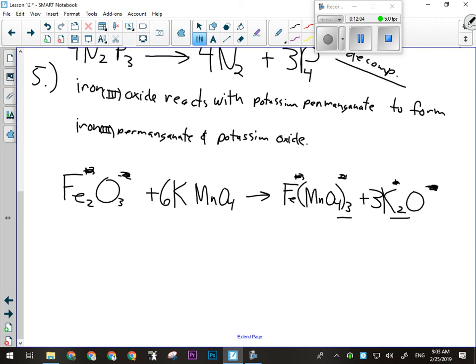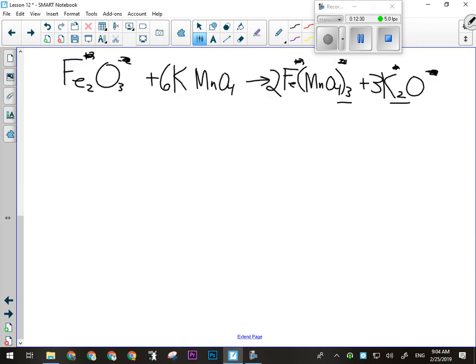I've got 6 potassiums on both sides. Okay, I need to put something here, a 2, in order to make my permanganates work. Now there's 6 permanganates, and by doing that, I made my irons balance. Okay, so now it's finished. That's a tricky one for balancing. Okay, is that ringing a bell for everybody from last week? Okay, so here's where we're headed. I would give you something like this.